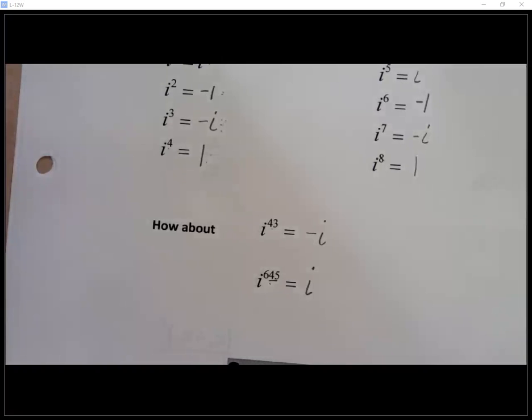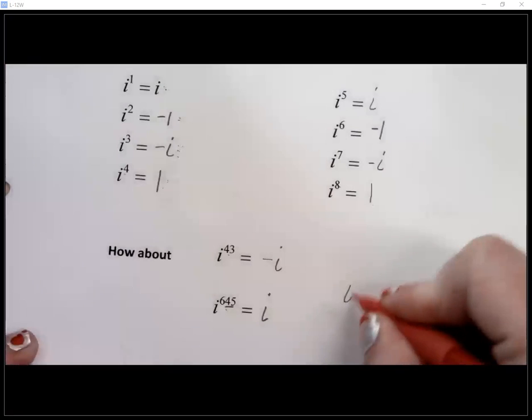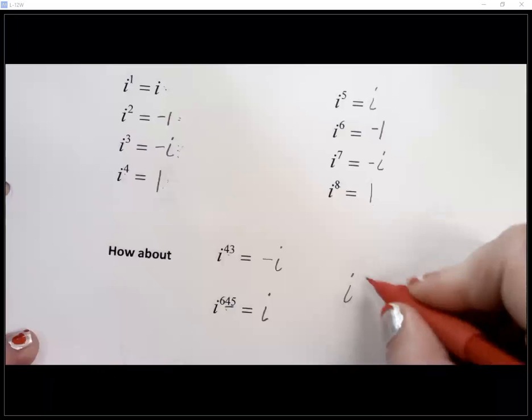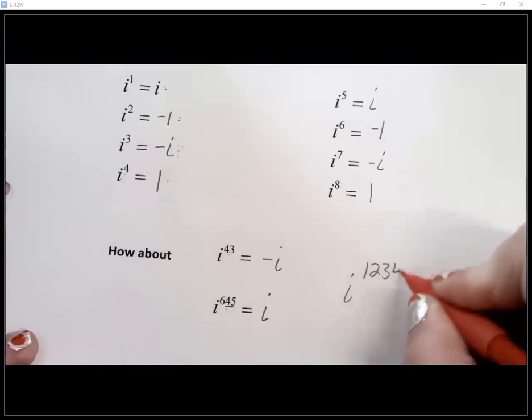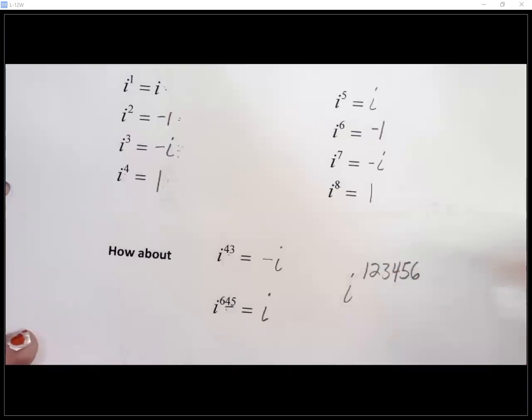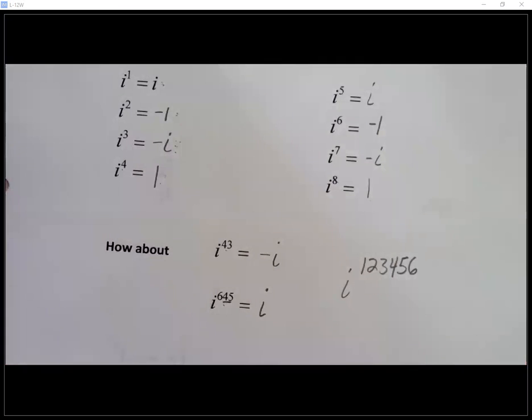All right, let me give you one more. What if it was i to the, I don't know, I'm going to make up a number, 1, 2, 3, 4, 5, 6. So really big number, but totally doable.